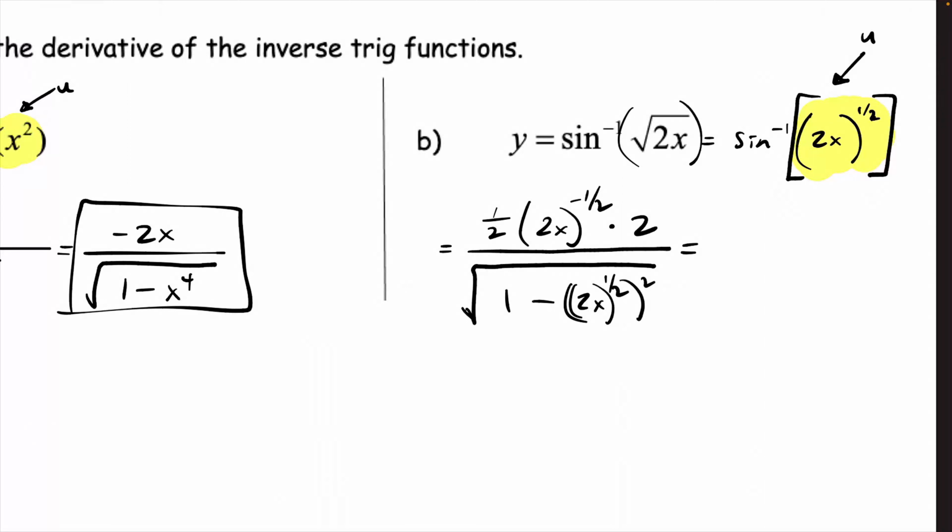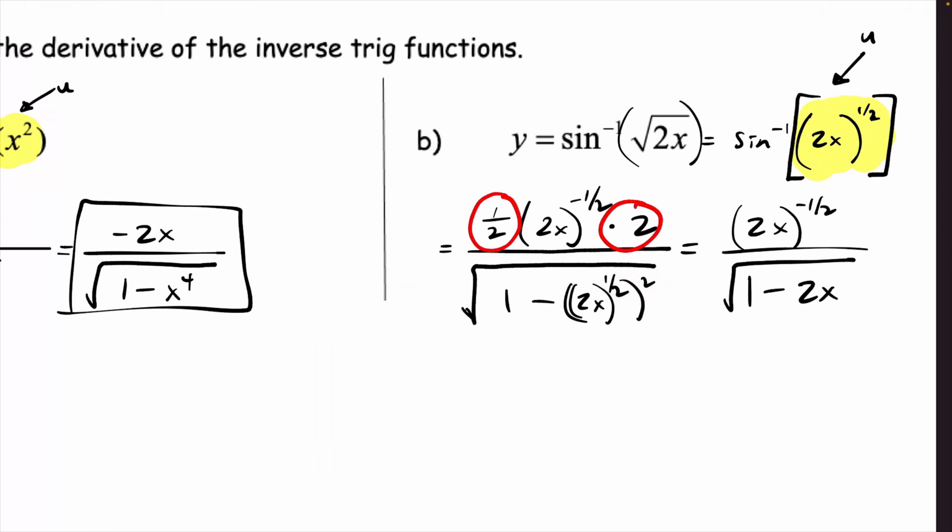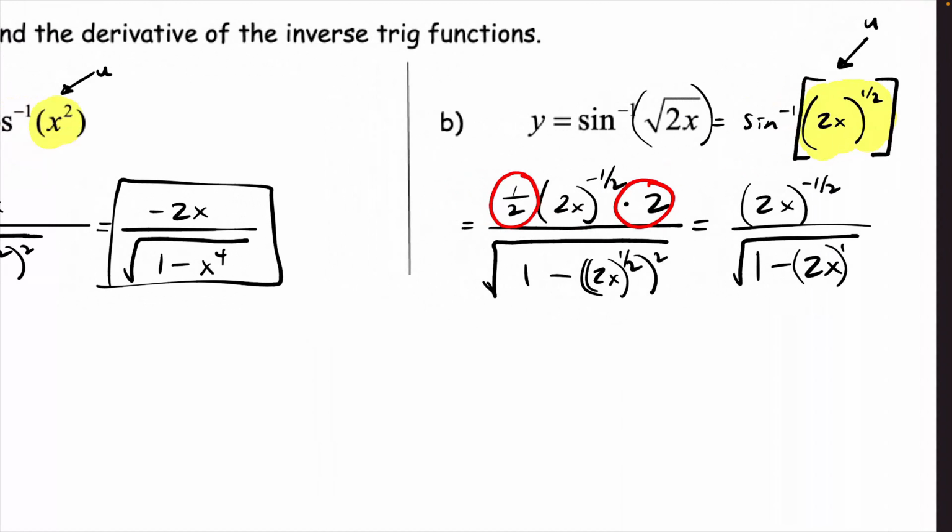Okay, simplify. That's the derivative. I can multiply this guy times this guy to make 1. So I have 2x to the negative 1/2 power over the square root of 1 minus, and if I distribute the powers, it's 1/2 times 2, which is 1, so it'll be 2x to the 1 power. Okay, clean it up a little bit.